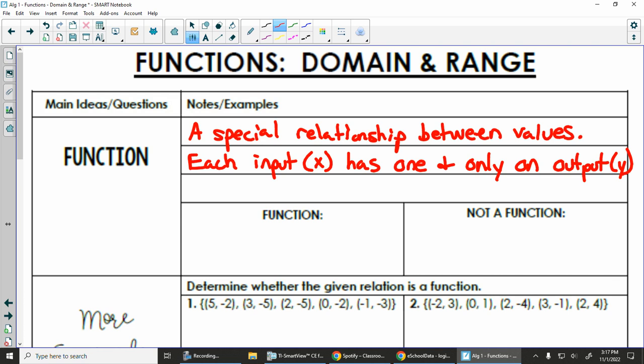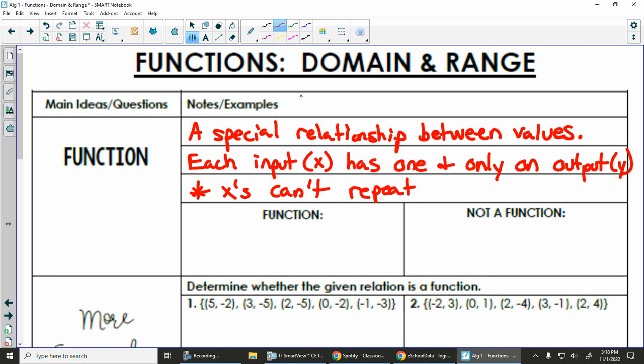Okay, so inputs are your x values, outputs are your y values. So what makes a function is that every input has one and only one output. Every x is paired with one and only one y. So another way you can think of this is that the x's can't repeat. If you see an x being used more than once, then it's not a function.